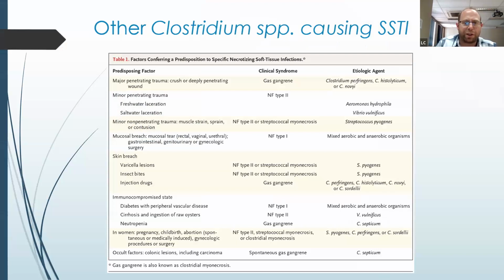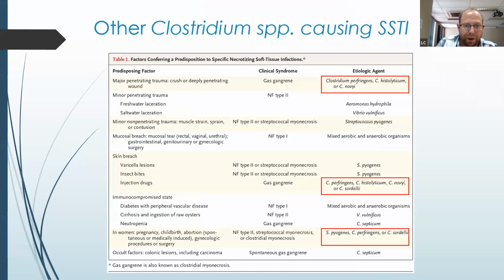A number of other Clostridial species cause very similar types of infections, or skin and soft tissue infections. Again, Histolyticum and Novyi would be examples associated with gas gangrene. It's important to know that Sordellii is associated uniquely with injection drug users, and in puerperal sepsis, again Clostridium perfringens and Sordellii are associated.